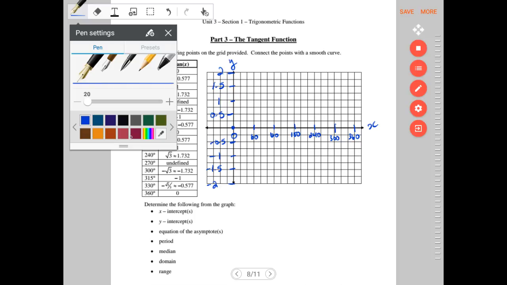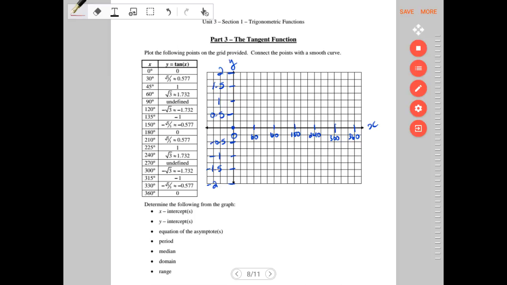Okay, so I'm going to plot my points in a different color. And so 0 is 0, goes at the origin. 30 degrees, so that'd be about here, and 0.577, so graph it about there. Okay, 45 and 1, so right about there. 60 and about 1.7, just under 1.75. And at 90 it's undefined.